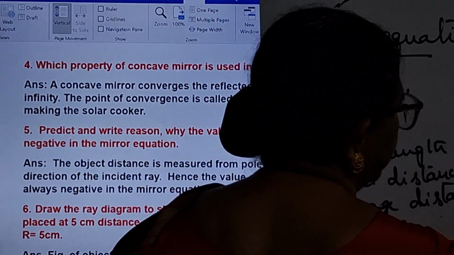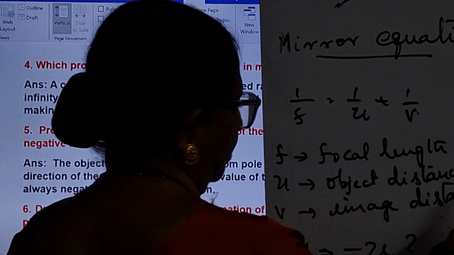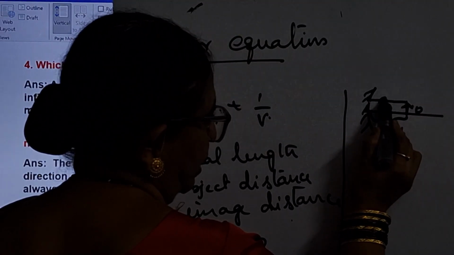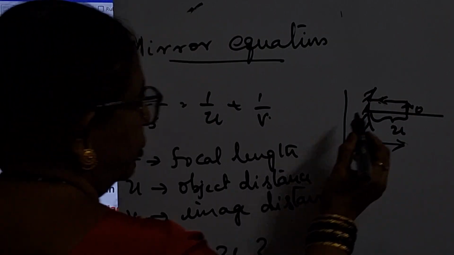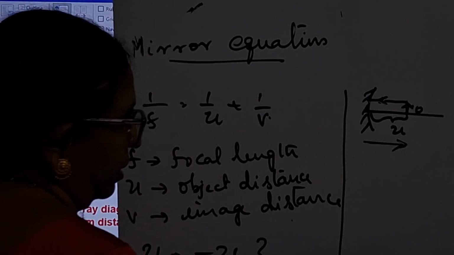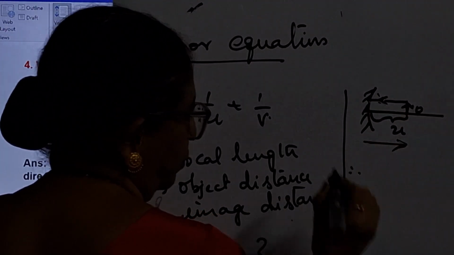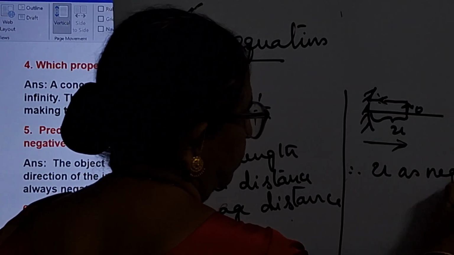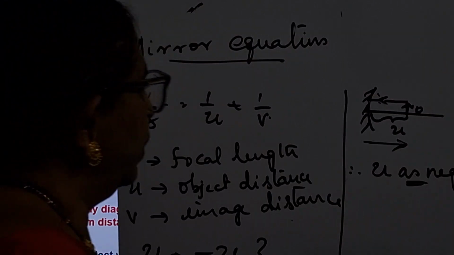We measure it from here to here. That means what? Incident rays. I hope you are able to see. See, this is the incident ray, so the arrow is this side. But when you are measuring from the pole, you are measuring in this side. The zero of the scale, you will keep it here. That means these two directions are opposite. Therefore, always we will be taking u as negative. This is the reason why you are taking the u value as negative.